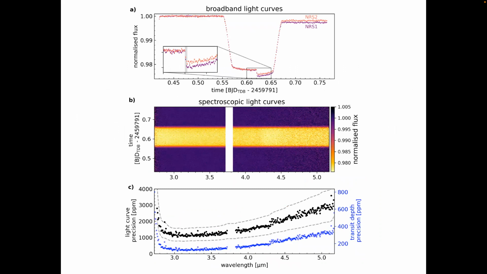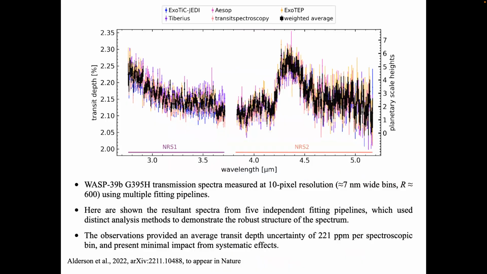Here you can see how the flux is changing as a function of time. This is the light curve precision, the transit depth precision, so a very nice precision for our data. And this is the transmission spectrum of the planet. You can see a lot of points here colored in different ways, because we used different pipelines for the data reduction and the data analysis.